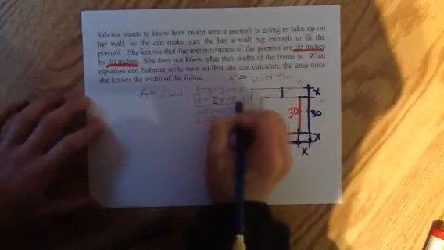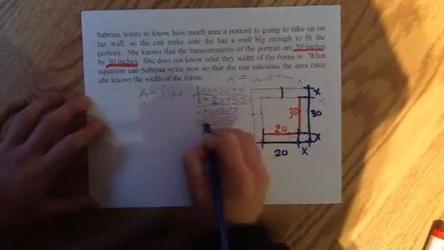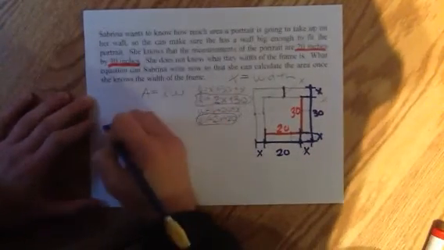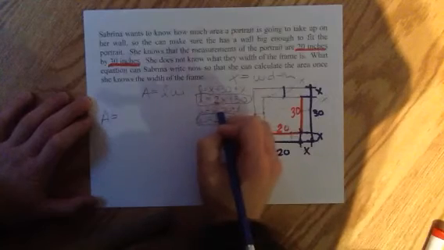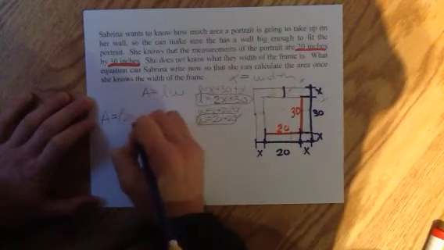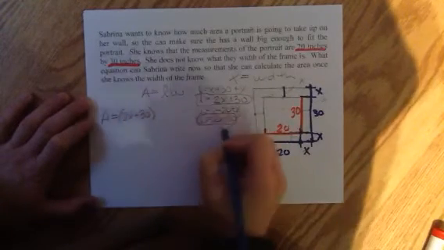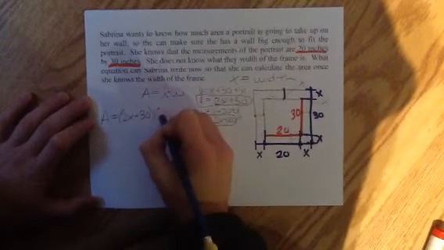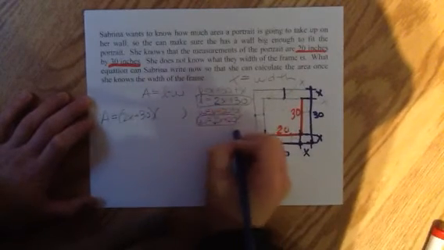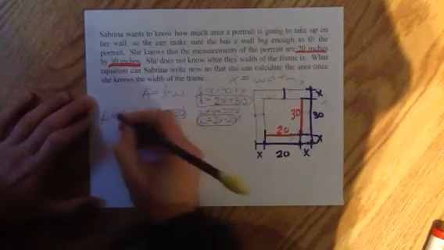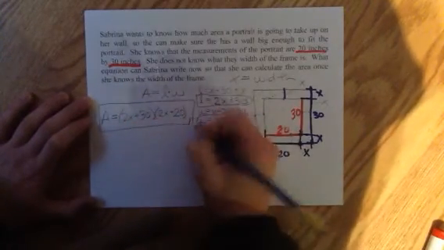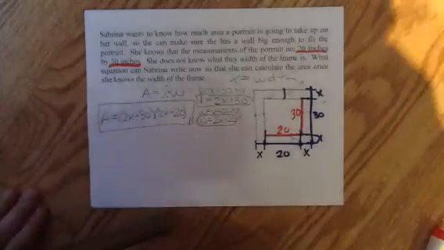So I have 2 pieces of information. I know the length, I know the width. So my area is length times width. So the area of her wall that it takes up is the length, which is 2x plus 30, times the width, which is 2x plus 20. And now Sabrina has this equation she can use.